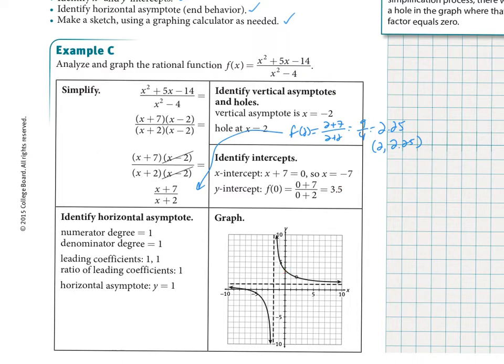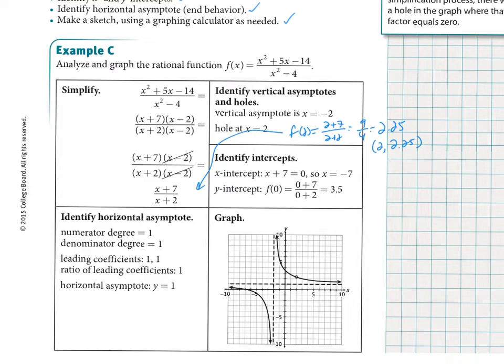Horizontal asymptote: the degrees were the same, therefore leading coefficient 1 over 1, y equals 1, you see that graphed. And we had our hole and y-intercept that allows us to draw a nice gentle curve. And again, we had our 3.5, our -7, 0 x-intercept.